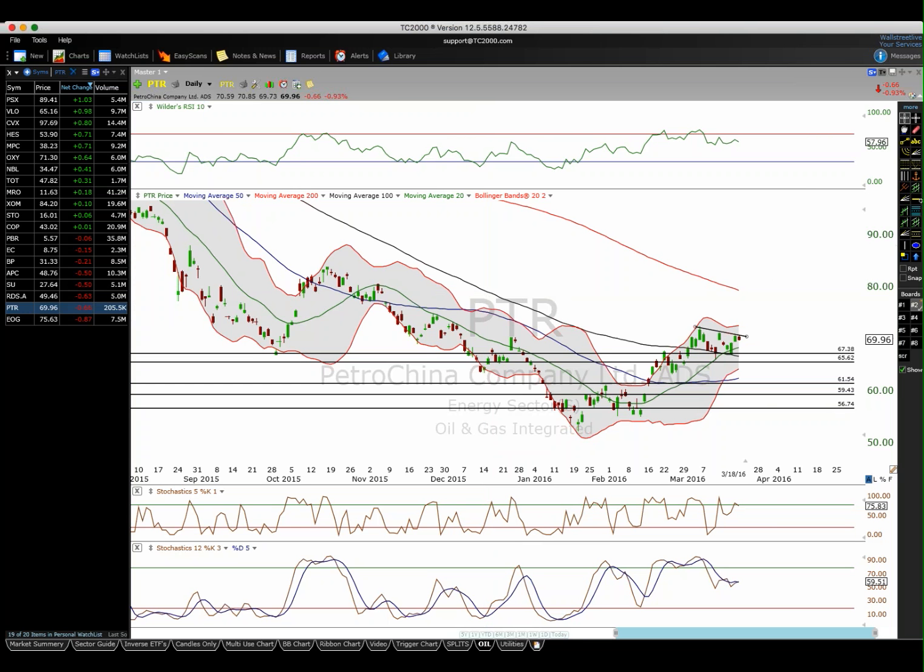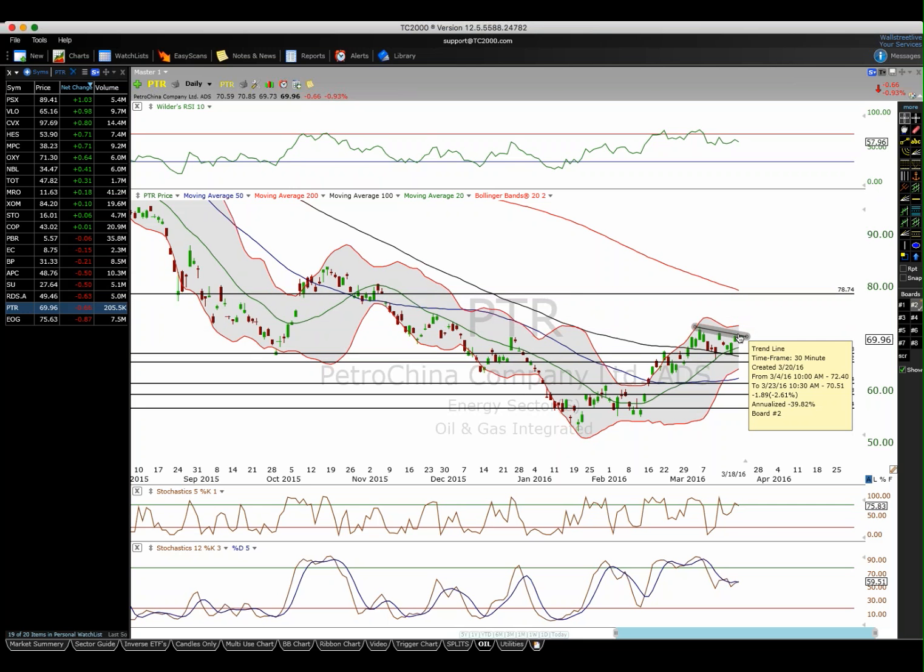Either way, as long as I have something alerting me and telling me exactly what's going on, I will know that if it breaks this trend line, I could play to 78, which is that gap and that 200-day moving average. So it's okay to reverse what your plan is because one time frame looks different than the other.